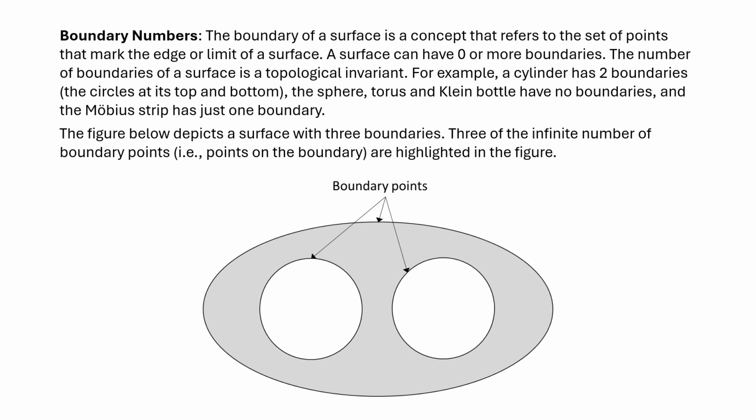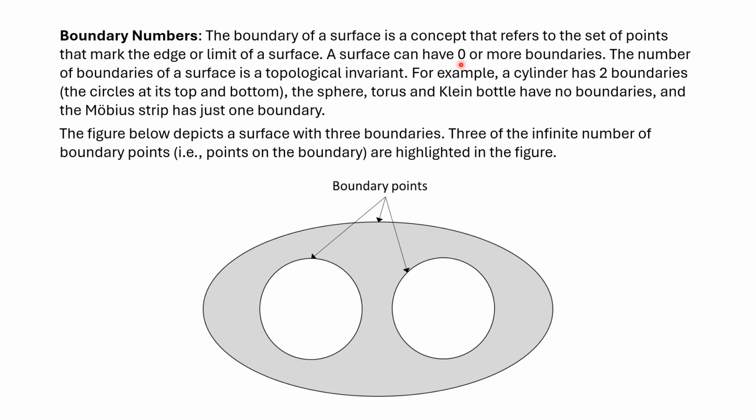So the boundary of a surface is a concept that refers to the set of points that mark the edge or limit of a surface. A surface can have 0 or more boundaries. For example, a sphere has 0 boundaries. You can keep going around the sphere and you never hit an edge.